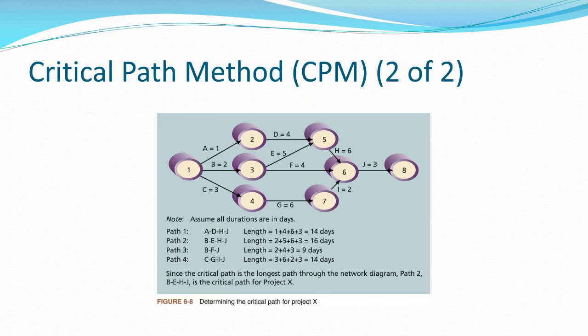So here's an example of the critical path. If you want to determine the critical path of these paths through the project, it's very straightforward. Path 2 is the critical path. It's the longest path through, has the least amount of margin for error.